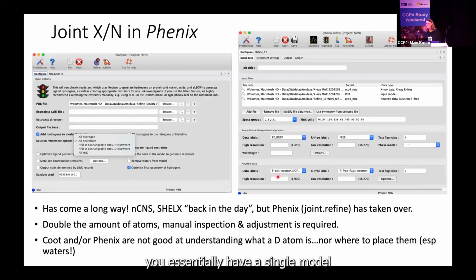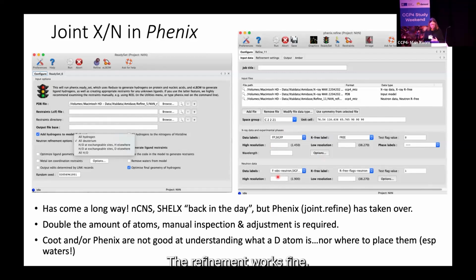And here you essentially have a single model with all the hydrogens and deuteriums placed. And then you refine simultaneously against your X-ray and your neutron data set, both ideally collected at room temperature, ideally on even the same crystal. In practice, this is a bit difficult to do. Of course, you would want to collect your neutron data first and then fry it with X-rays at room temperature. But in practice, this is difficult to achieve.